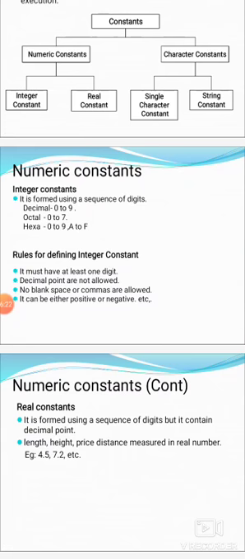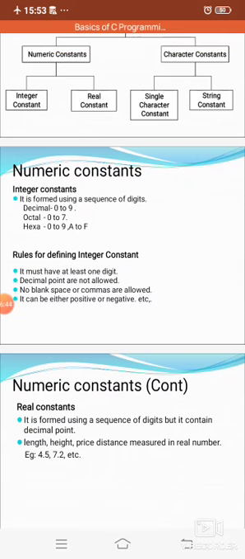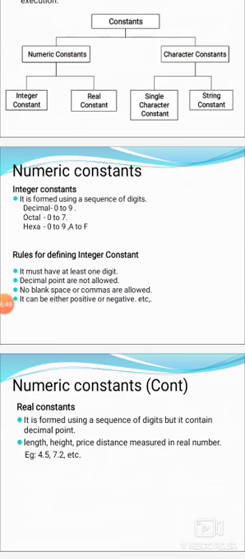It is formed using a sequence of digits. For example, if it is decimal, that is formed using 0 to 9 numbers, and if it is octal, it is from 0 to 7. If it is hexadecimal, it is from 0 to 9 and A to F. And rules for defining the integer constants are: it must have at least one digit. Decimal points are not allowed inside an integer constant. There should not be any space or commas allowed. It can be a positive number or a negative number.